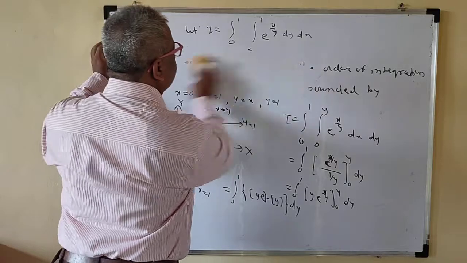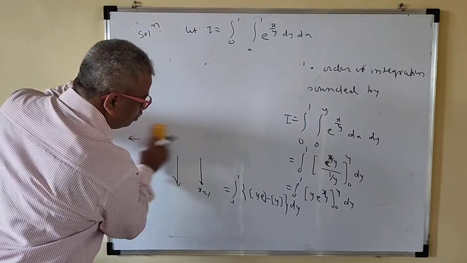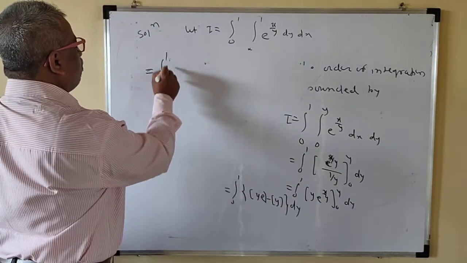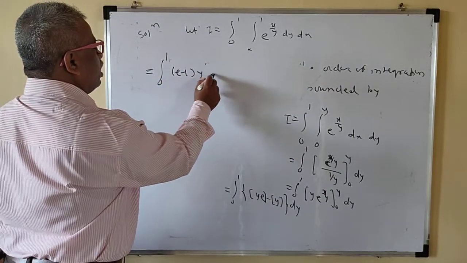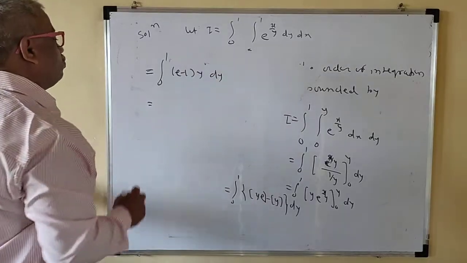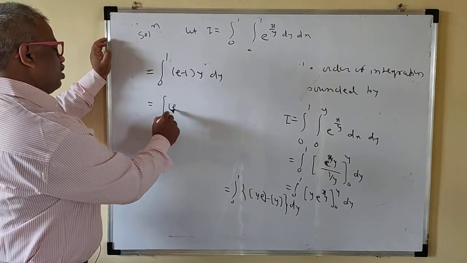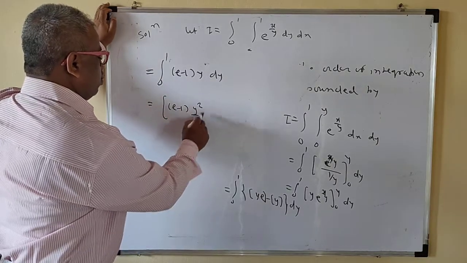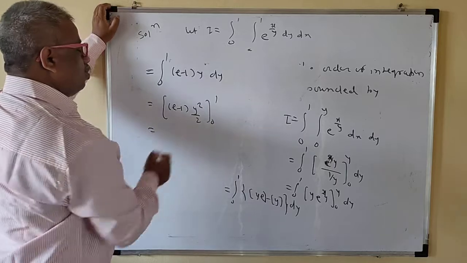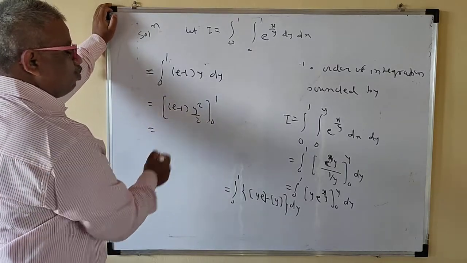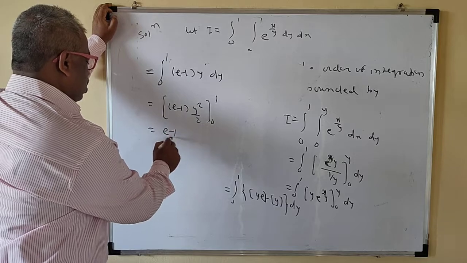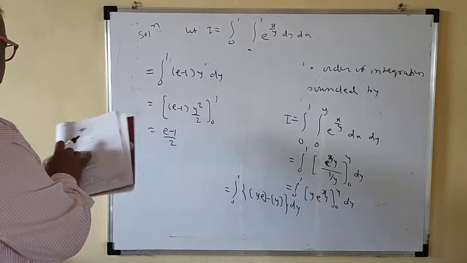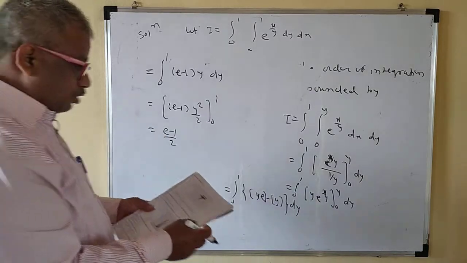So what do we get now here? I can take y common here. If I take y common, then I get e minus 1 times y dy. So we'll integrate this. This is e minus 1 times y square by 2, from 0 to 1. If you put 0, this is 0. You have to put only y is equal to 1. So this is e minus 1 upon 2, which is your required answer. Okay. So we'll take the next problem.